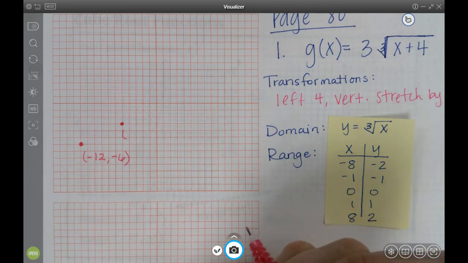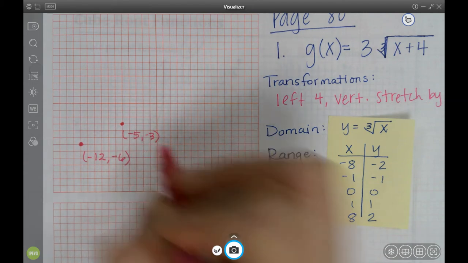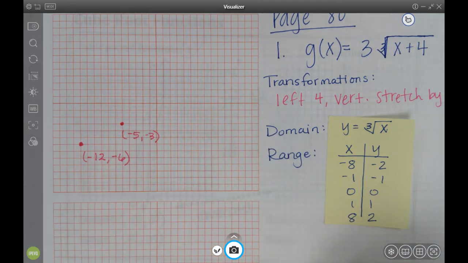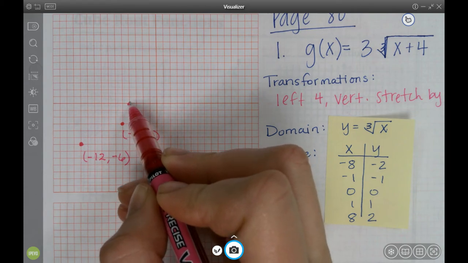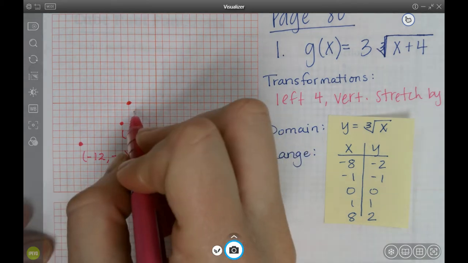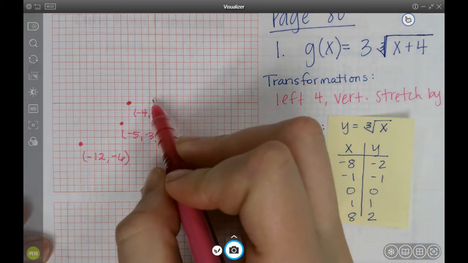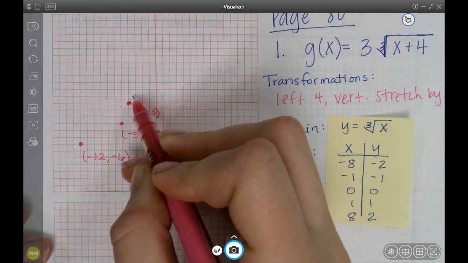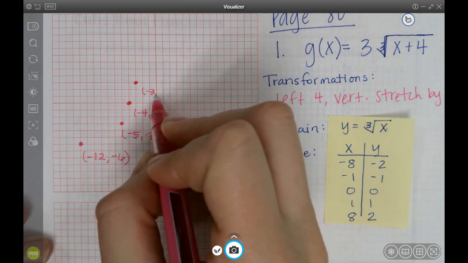Which is the point -5, -3. Point 0, 0, move it left 4. Since it's on the x-axis, the vertical stretch is not going to change it. That's the point -4, 0. The point 1, 1, go left 4. Vertical stretch by 3. It's -3, 3.